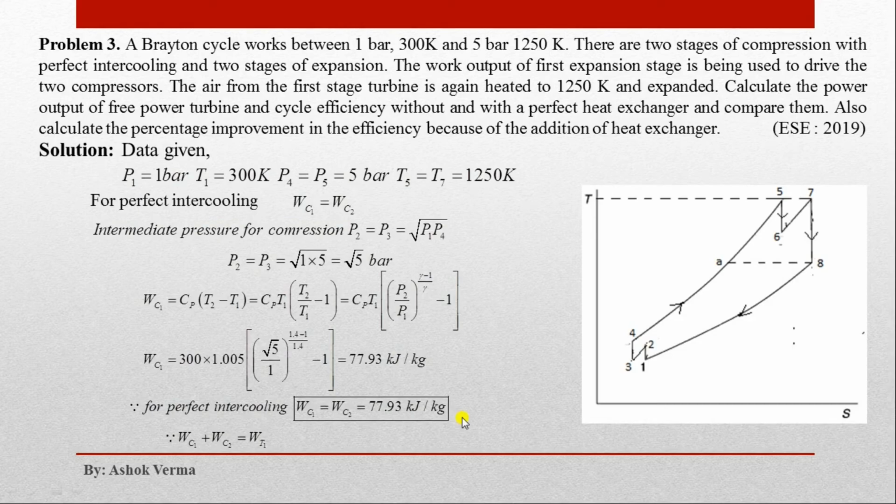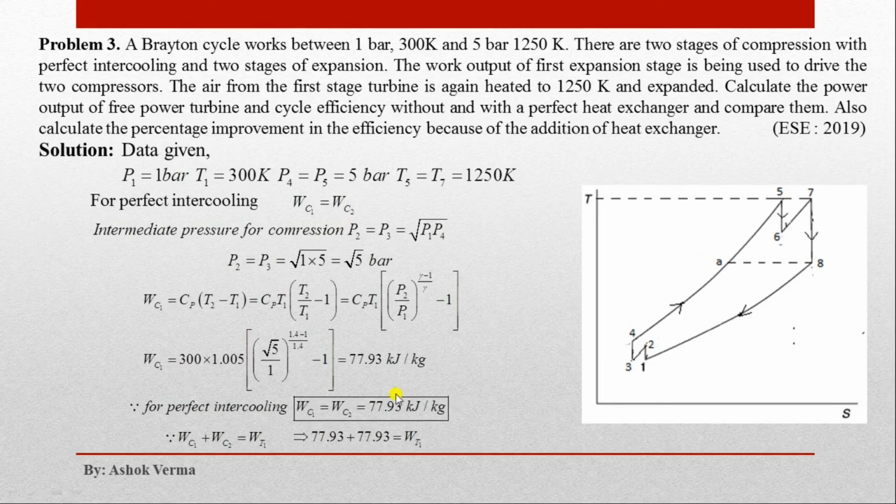Okay. In the question it is given that the work output of the first expansion stage is being used to drive the two compressors. So whatever you are getting from this stage 1 is utilized for the compressors. So you can calculate the work output from turbine 1, because WT1 is equal to WC1 plus WC2.